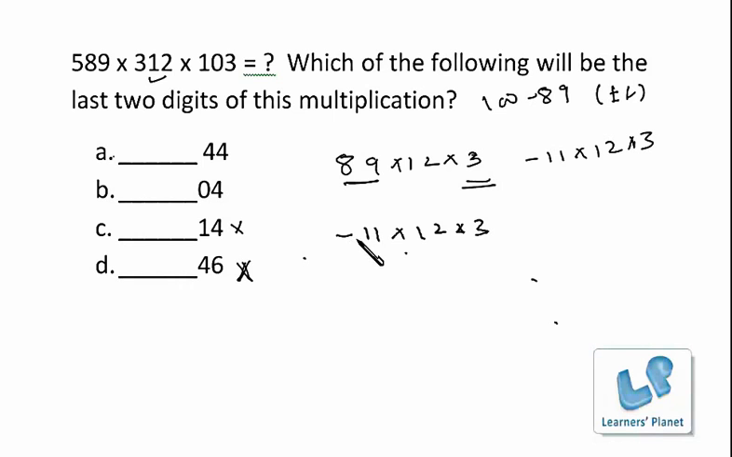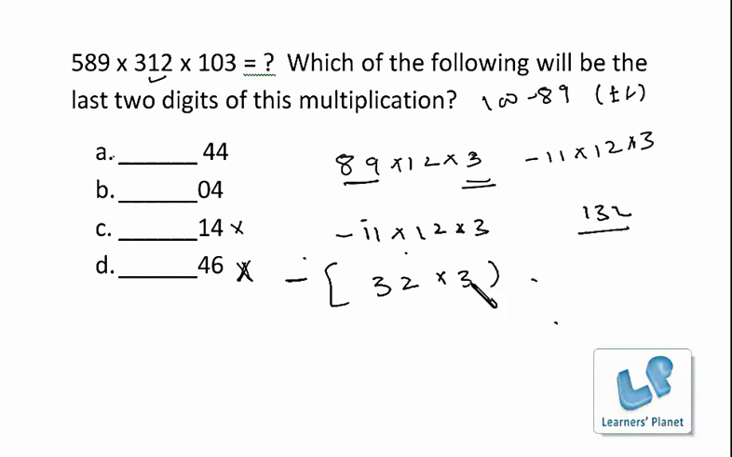We are having a minus sign over here, right? So first of all, I just drop this minus sign and put it aside. 11 into 12 is 132. I'll be continuing with 32. I'll be dropping 1, because if I divide 132 by 100, the remainder will be 32. So the last 2 digits of this product will be 32 only.